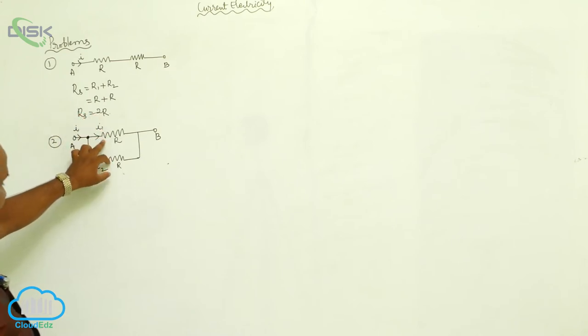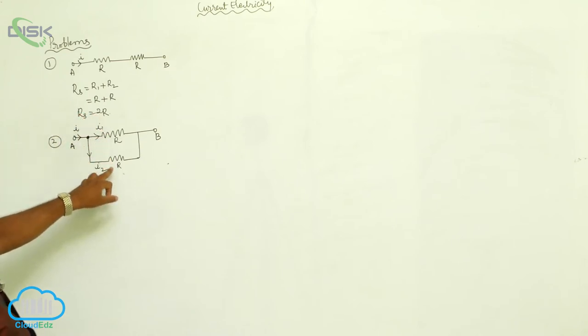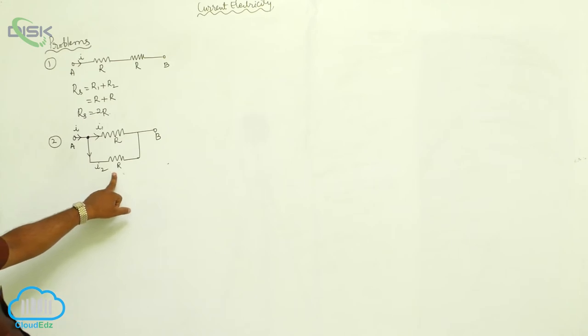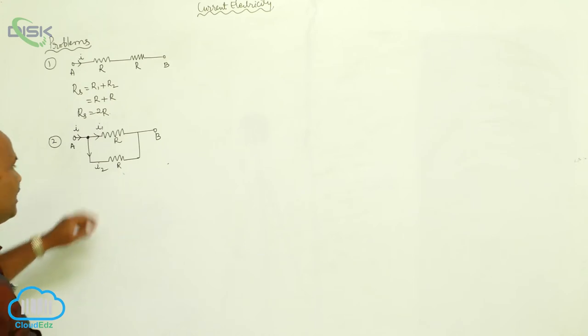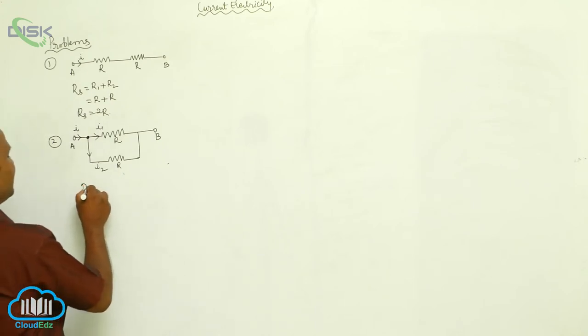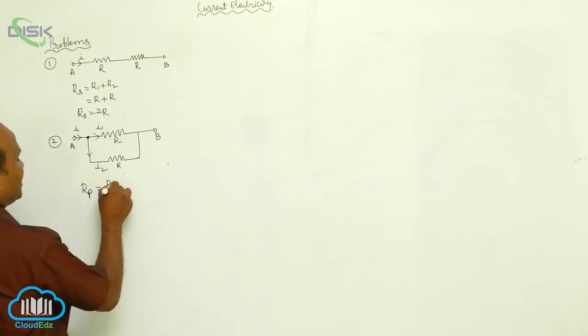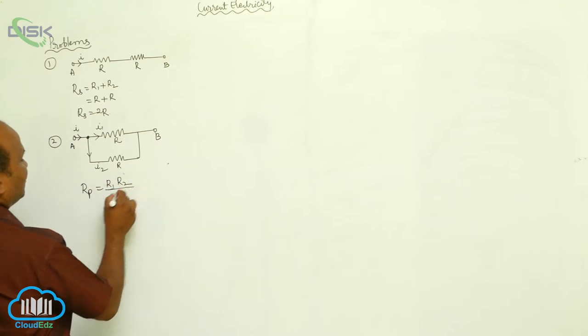What is the current in the first resistance? I1. What is the current in the second resistance? I2. As the current is distributed, they are said to be in parallel. Therefore, Rp is equal to R1 into R2 by R1 plus R2.